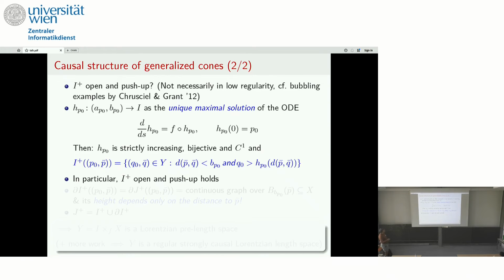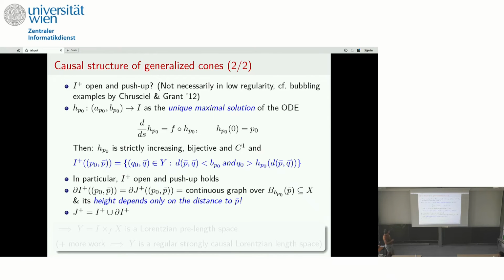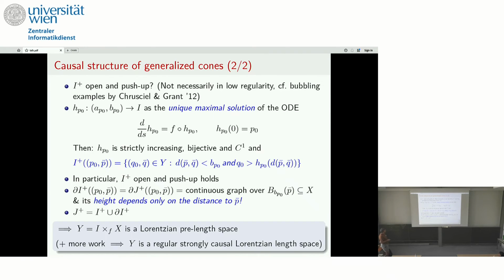where you take a continuous Riemannian manifold and a continuous warping function. And also the boundary is a continuous graph over the ball in the fiber. And J plus is really the time-like relation and the boundary. So the causality is really as good as you want. In particular, it's a Lorentzian pre-length space, and with a little bit more work you can show that it's a strongly causal Lorentzian length space, which is regular. So the maximizers are either time-like or null.